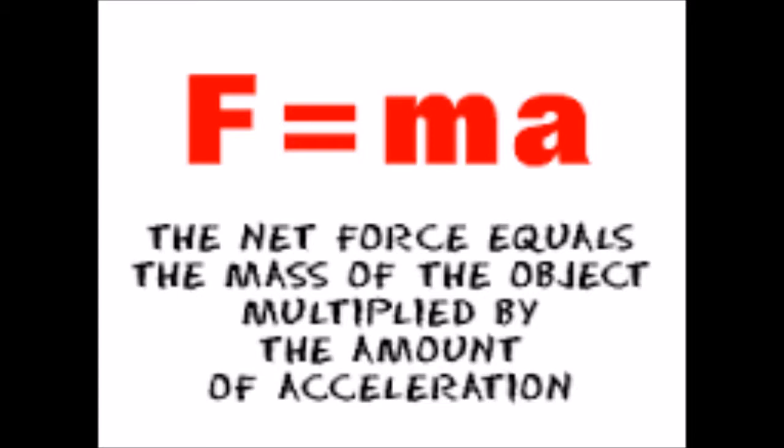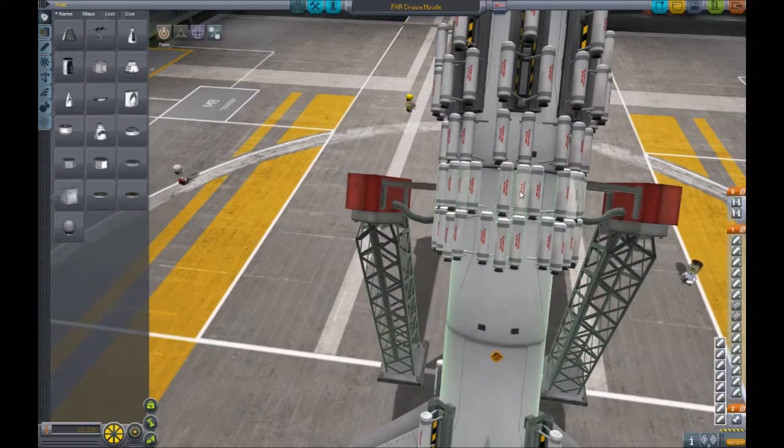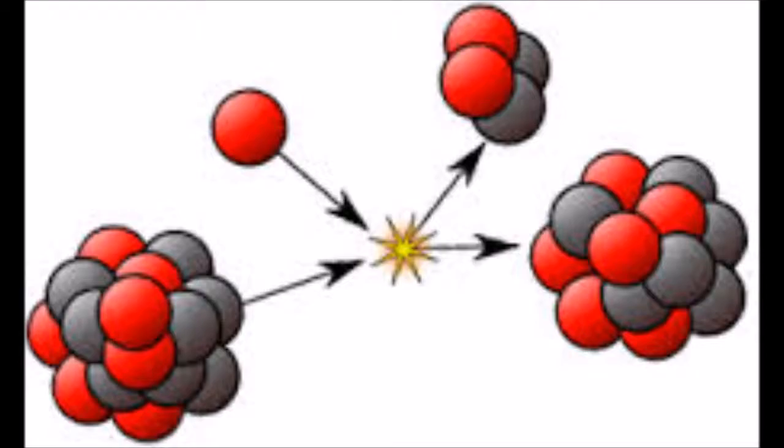And that's why when you drop two things that have different mass, they both accelerate the same, but they both have a different force, because they have different masses. And gravity is the weakest force that there is. The next force is the weak force. And the weak force is basically what determines whether or not something will radioactively decay.